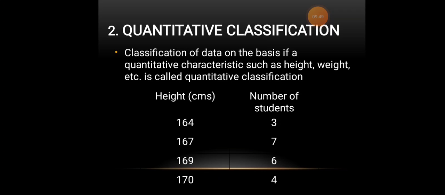Second one is quantitative classification. This classification of data is based upon height, weight, based upon the quantity, based upon numerical terms. So based upon height, maybe 164 centimeters, how many students are there in the class, and at a height of 167 centimeters, 7 students are there in the class. I can even take the marks, maybe 40 marks, gained by maybe 3 of the students from your class. All these things come under the quantitative classification based upon numerical data.